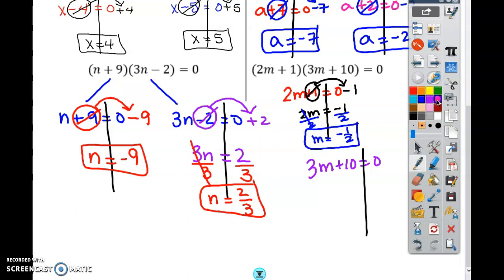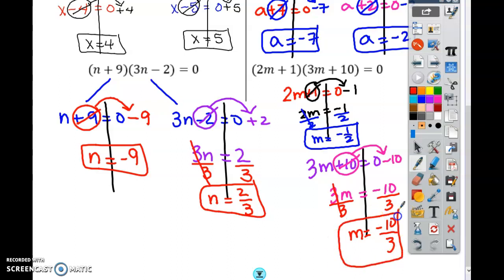The other answer, you move the 10 over, minus 10. That gives you 3m equals 0 minus 10 is negative 10. And then divide both sides by 3 to cancel the 3. M equals negative 10 over 3. If you put that in Desmos, it won't reduce. That's the lowest that it goes. All right, so that is the answer. Those are the two answers.